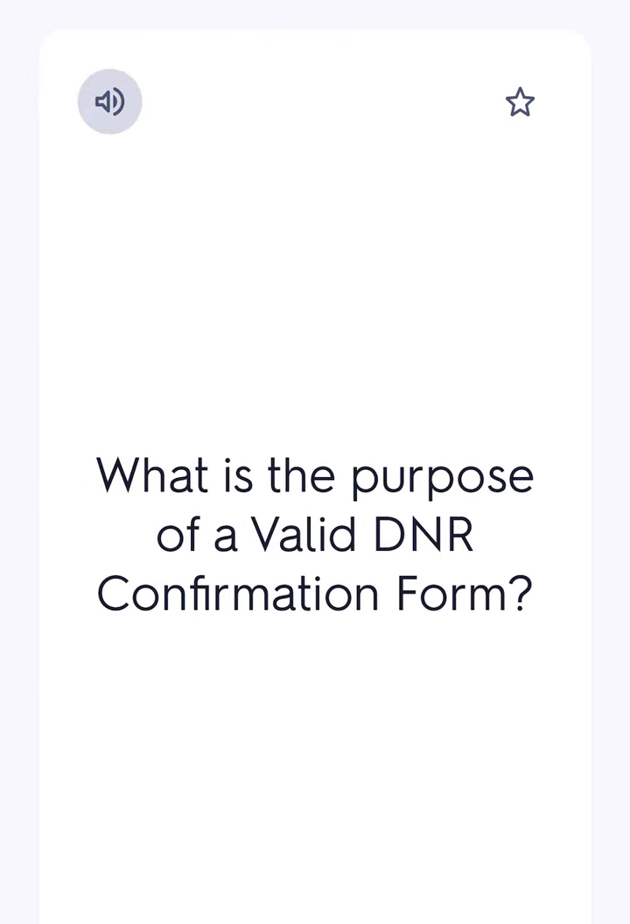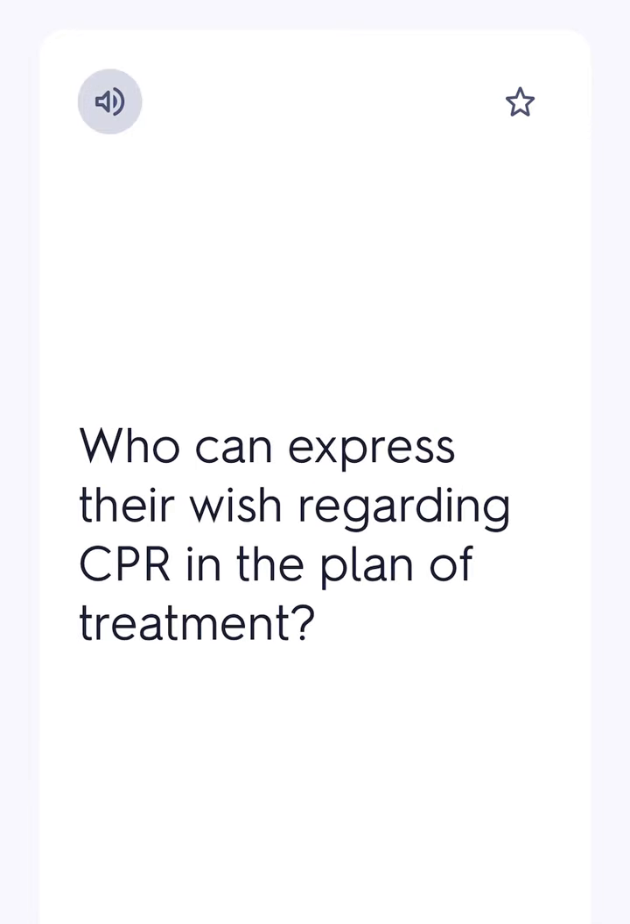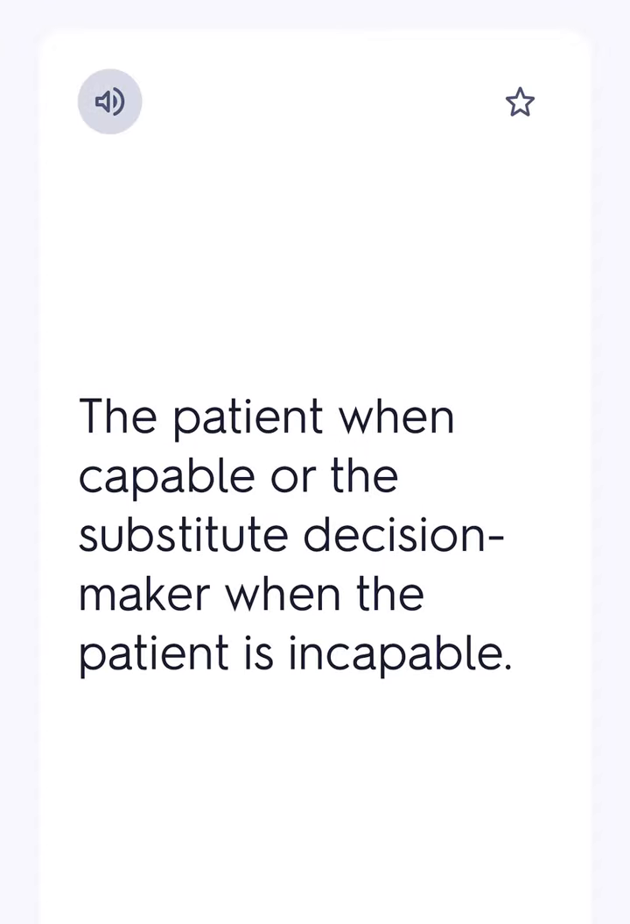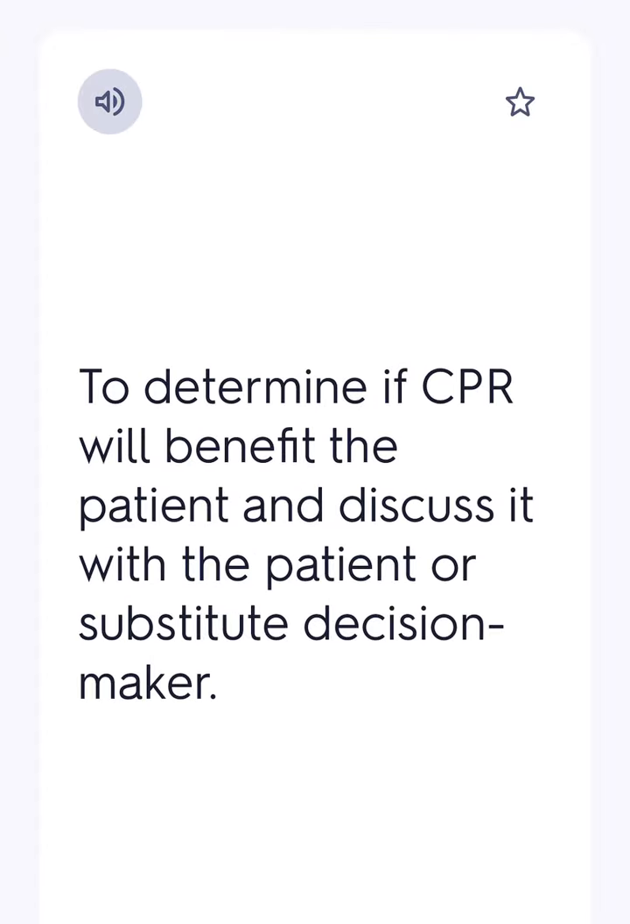What is the purpose of a valid DNR confirmation form? To provide clear instructions regarding the inclusion or exclusion of CPR in a patient's plan of treatment. Who can express their wish regarding CPR in the plan of treatment? The patient when capable or the substitute decision maker when the patient is incapable. What is the role of the physician in the plan of treatment? To determine if CPR will benefit the patient, and discuss it with the patient or substitute decision maker.